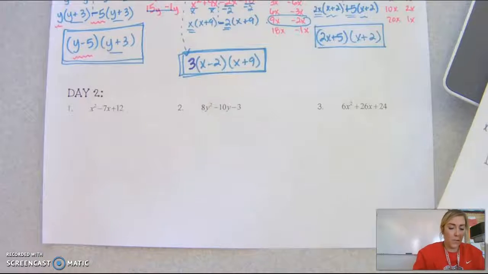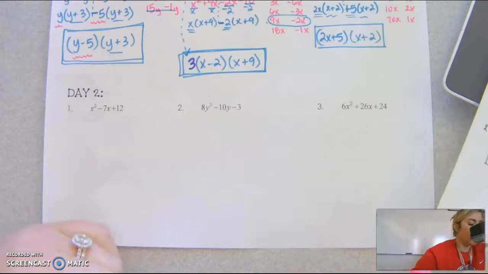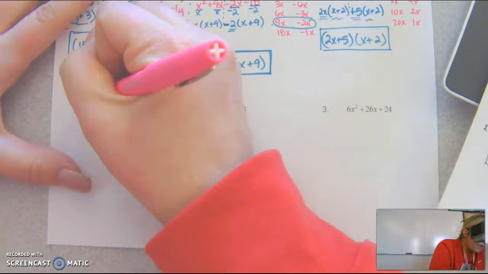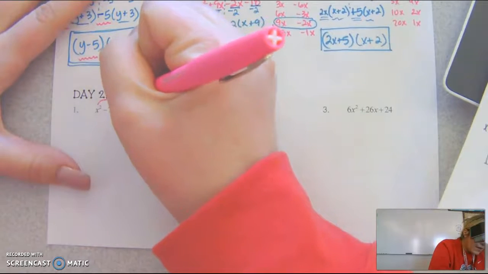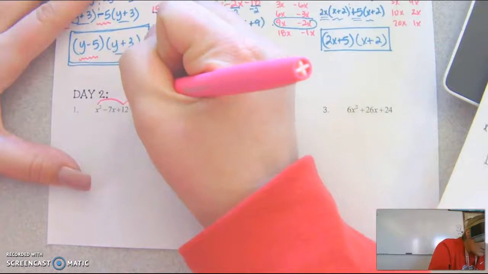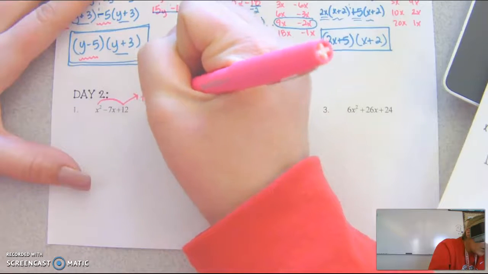So we're doing 4.7 day 2. So this is a lot like day 1. The first thing that you're going to do is take the first term and multiply it by the second term. So when I do that, I get a positive 12x squared.